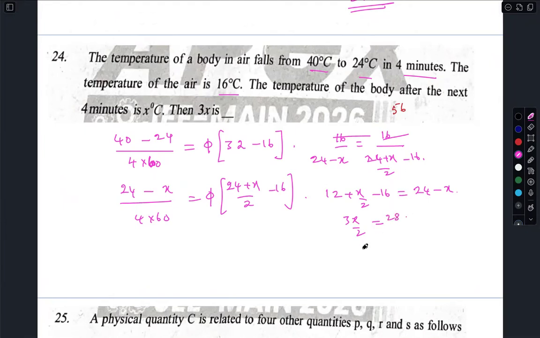28. So x is 28 into 2 by 3. You want 3x as the answer. 28 twos are 56. Got the correct answer.